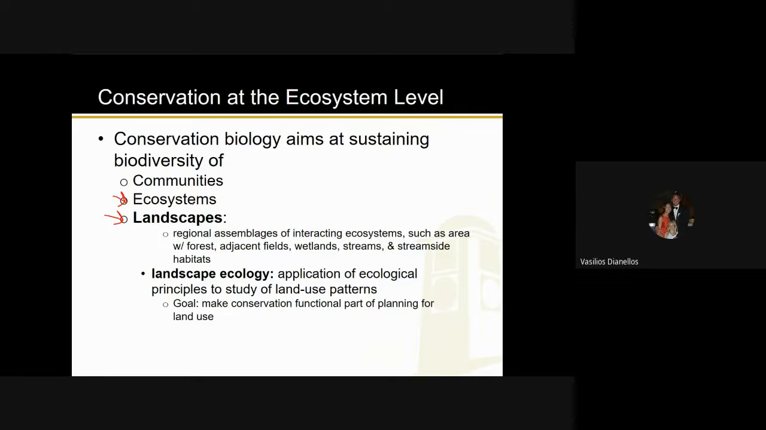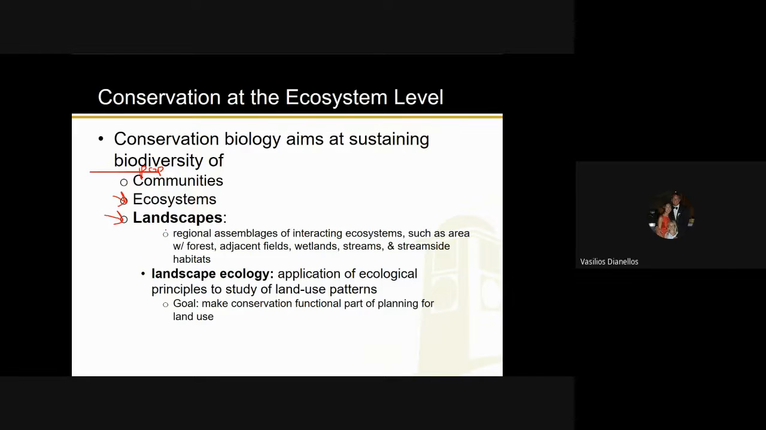What is a landscape? Well, a landscape is like a step up from an ecosystem. So remember, a population is a group of one species interacting, right? A community is a group of a bunch of species interacting. In ecosystems, you're looking at the species interacting plus the abiotic factors. And then the step up from that is landscapes. So a landscape is basically a bunch of different ecosystems.